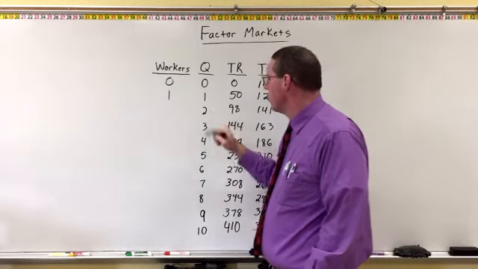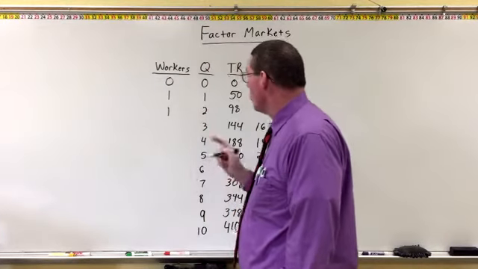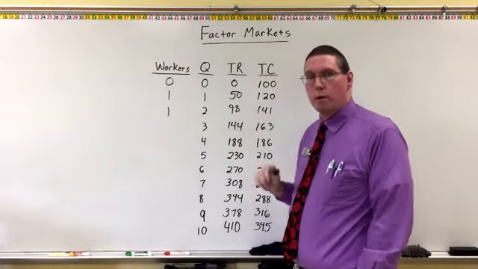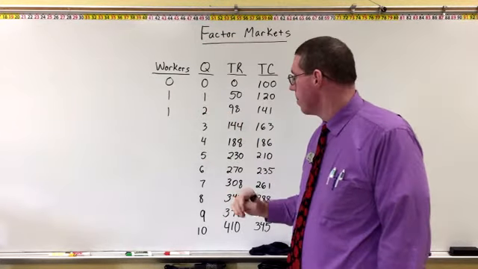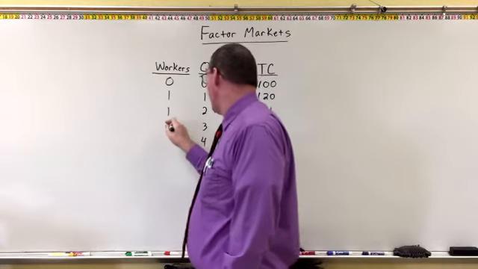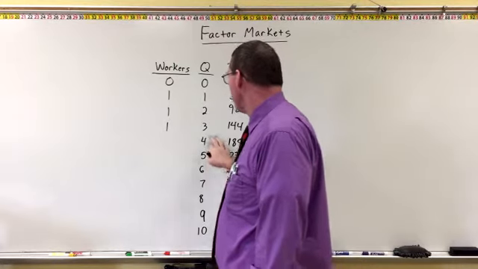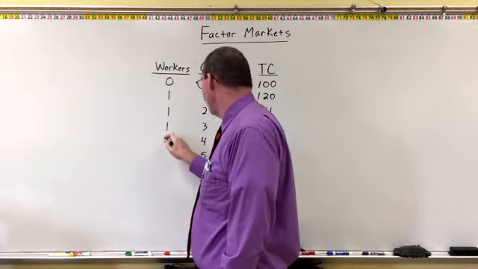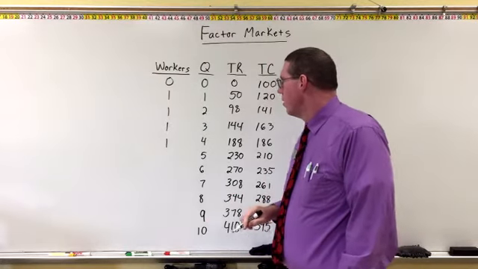Let's say to produce 2 units, they still only need 1 worker, because 1 worker can produce more than 1 unit in this particular situation, for whatever this product is. Now, let's say that they want to produce 3 units. Again, that 1 worker can produce 3 units for them. Let's say they want to produce 4 units. Again, that 1 worker can produce 4 units.